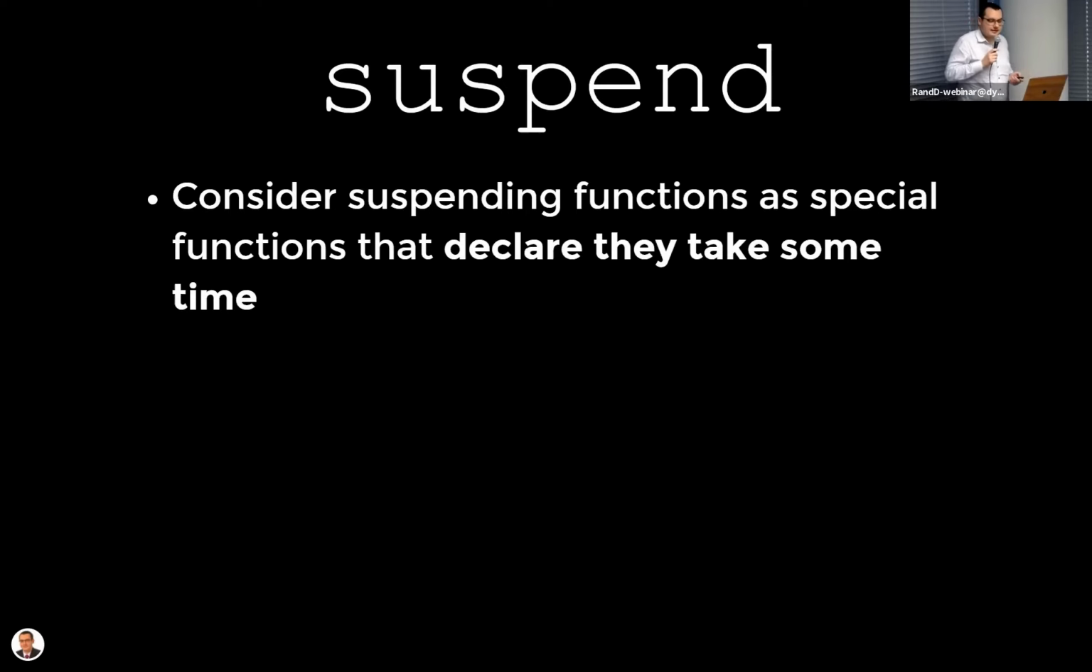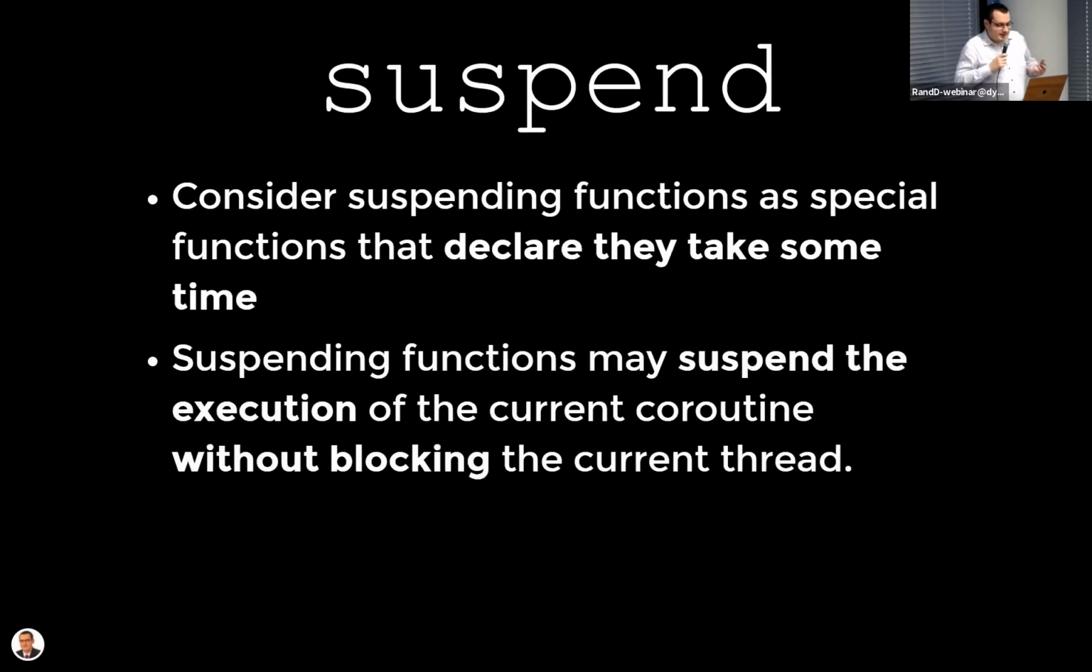Suspending functions may suspend the execution of the current coroutine without blocking the current thread. And it's especially cool, for example, if we have some heavy I/O operations or some networking stuff going on. Instead of stopping the current thread and waiting for the result, it just switches automatically to something else. This gives us a benefit. And that's pretty cool.